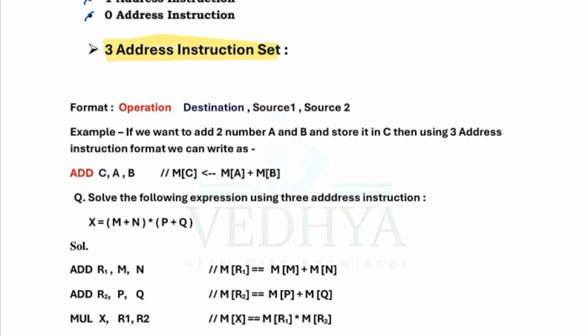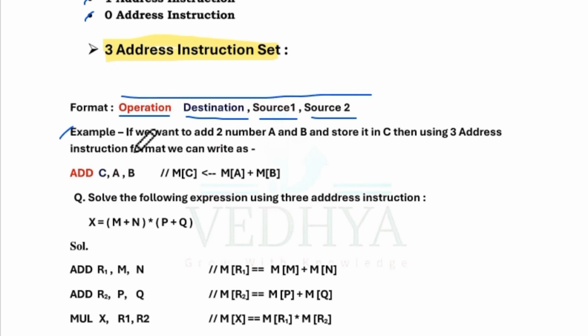Three address instruction set. First we need to know the format of the three address instruction set. That means if we want to solve any expression using three address instruction, what do we have to write? The format is: first we write the operation, then the destination, then source 1 and then source 2. Let's understand this format with an example.